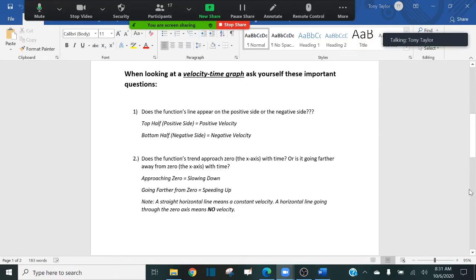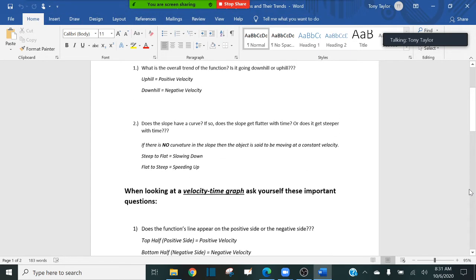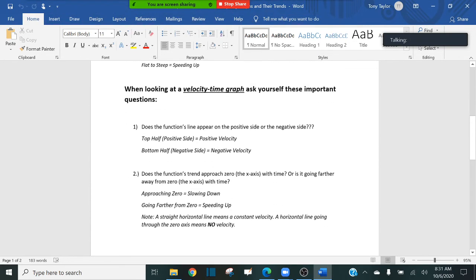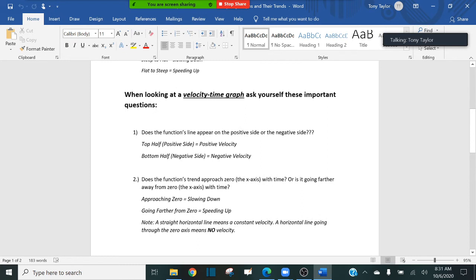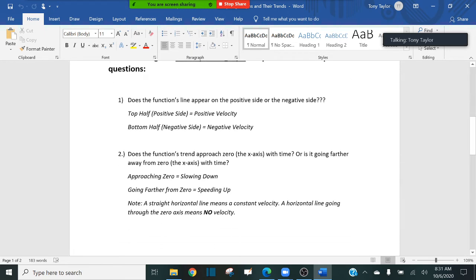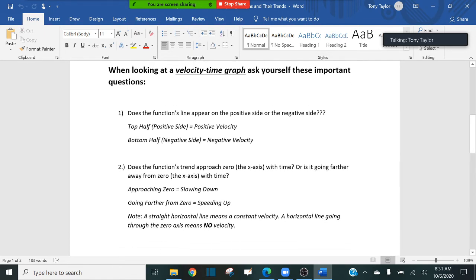So now that we've discussed position versus time graphs in some detail, let us look at velocity versus time graphs. Whenever you're looking at a velocity versus time graph, there are two important questions you want to ask yourself. Does the line appear on the positive side or does it appear on the negative side?